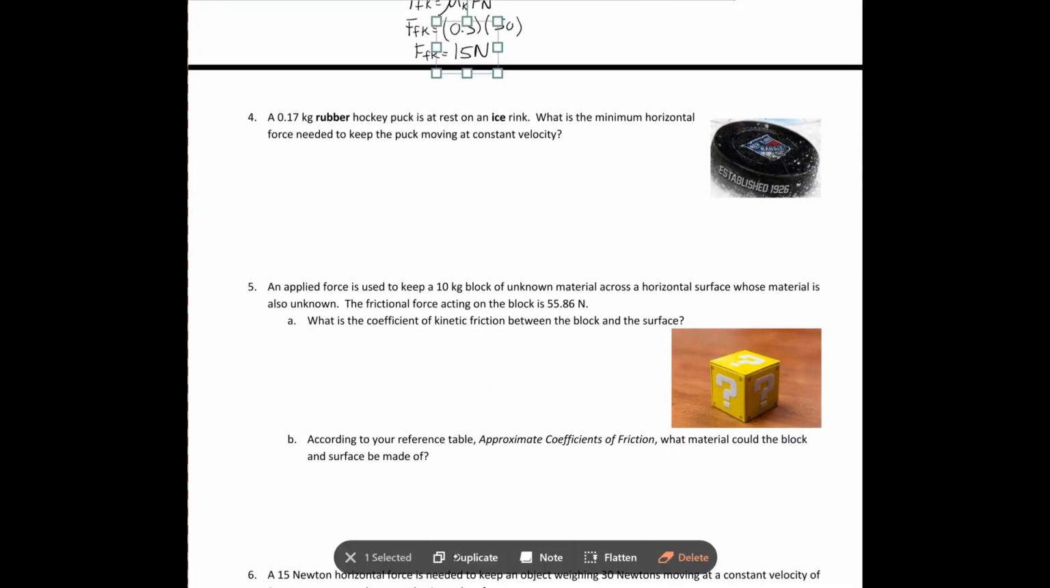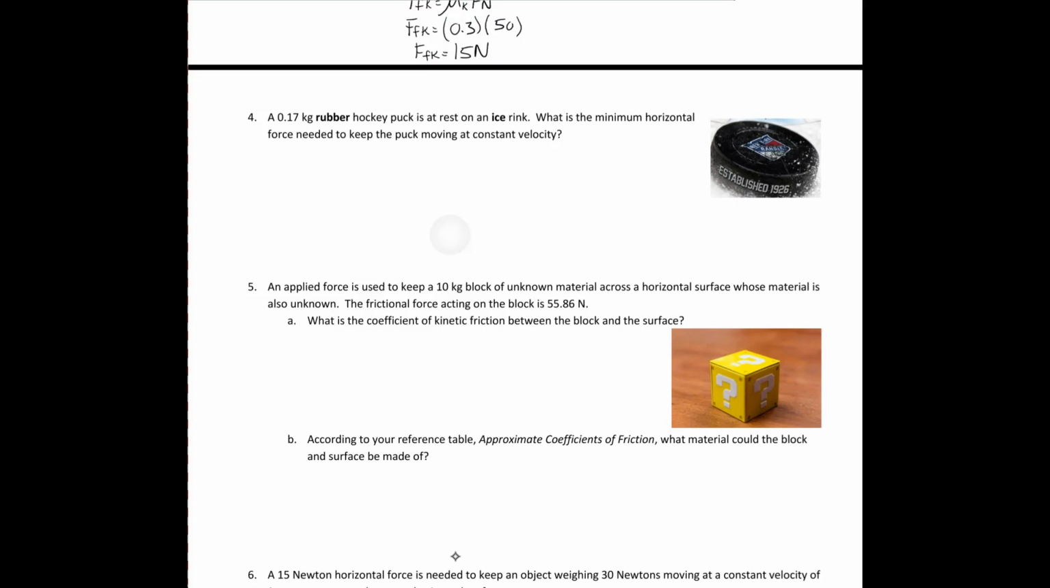Okay. For number 4, it says a 0.17 kilogram rubber hockey puck is at rest on an ice rink. What is the minimum horizontal force needed to keep the puck moving at constant velocity? So the mass is 0.17 kilograms. We want to move it, and it's rubber on ice.